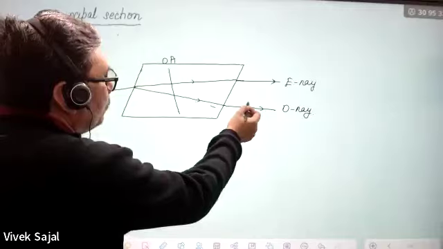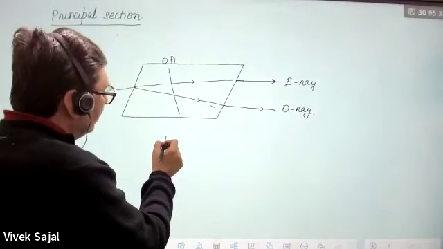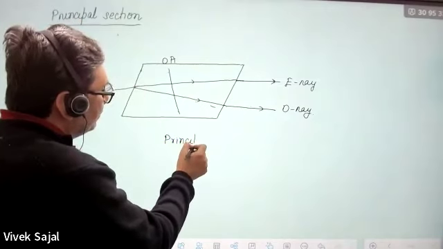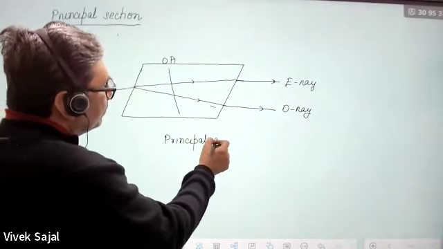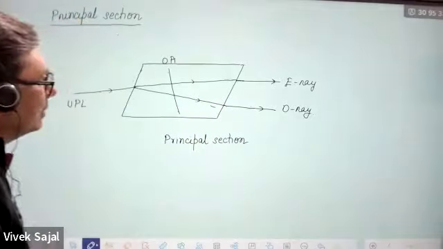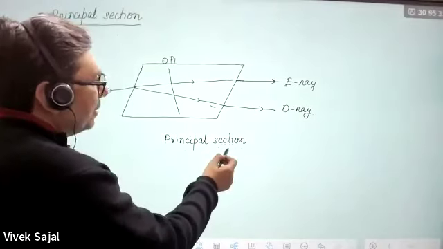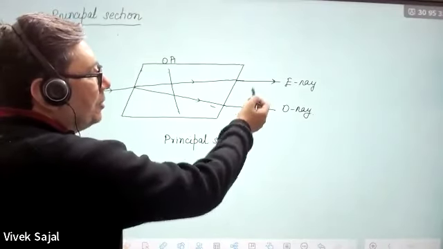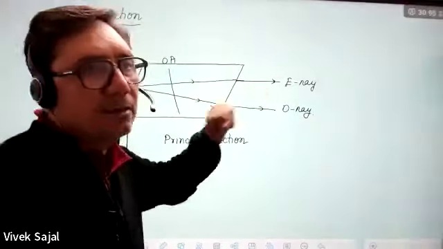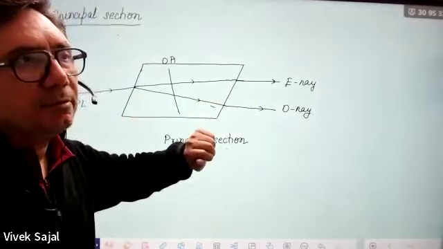So what is important here? Suppose this board is the principal section. Whatever you are observing here is the principal section. Try to understand. With respect to this principal section, I can differentiate between the O ray and the E ray. So what is the ordinary ray or the extraordinary ray? With the help of this principal section, I can differentiate between these two.